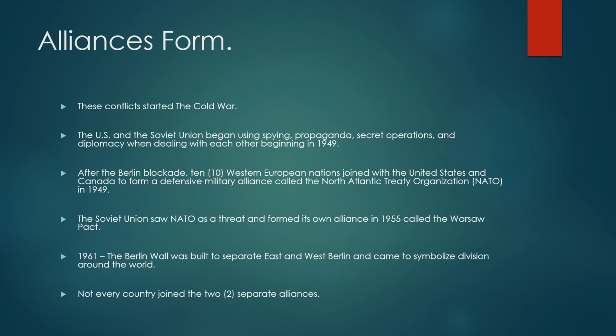Okay, in 1961, the Berlin Wall was built by the Soviets to separate East and West Berlin and came to symbolize division around the world. Now, just one thing to note, and we'll talk about this later on too when we talk about the Cold War, is that not every country joined the U.S. or the Soviet Union, picked a side necessarily for these alliances, but we'll talk about that much later.